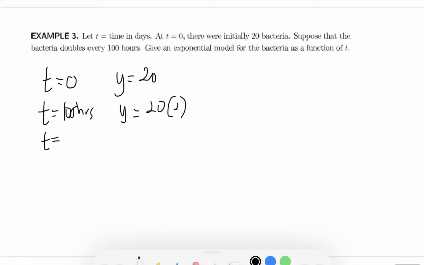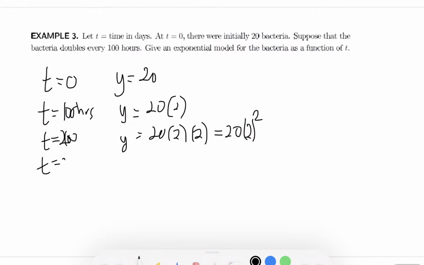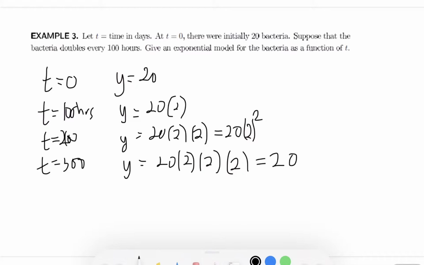After another 100 hours, 200 hours, it doubles again. So, 20 times 2 times 2. Or we can rewrite this as 20 times 2 squared. After another 100, so we have t as 300. So it doubles again, 2 times 2, this one will double, so times 2. So, the pattern is 2 raised to 3.